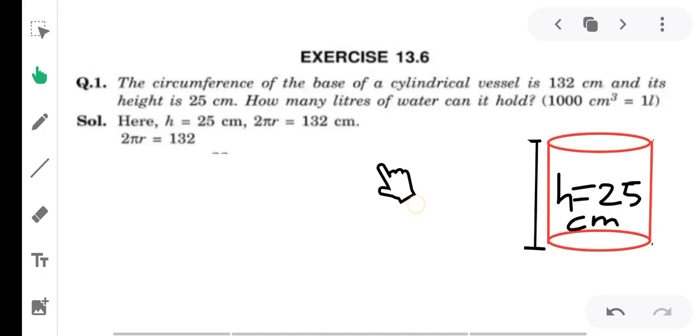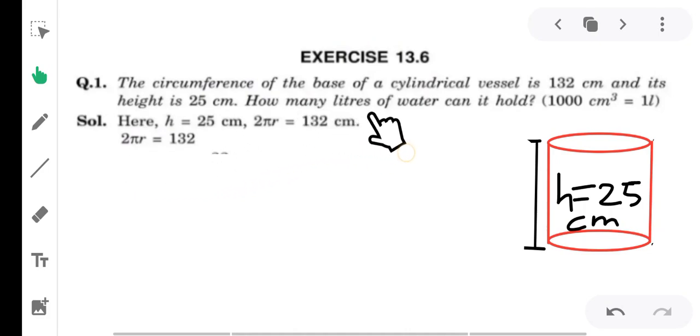First of all, I want to explain the question number 1, and then we will go for the solution, right? So what is question number 1? The circumference of the base of a cylindrical vessel is 132 centimeter. The circumference of the base of the cylinder is already given, that is 132 centimeter, and its height is 25 centimeter. You can see here the cylinder, and I have already written the height, 25 centimeter, and the circumference we will write here. Because the base of the cylinder is circular, the formula of the circumference of a circle is 2 pi r, that is equal to 132 centimeter, right?